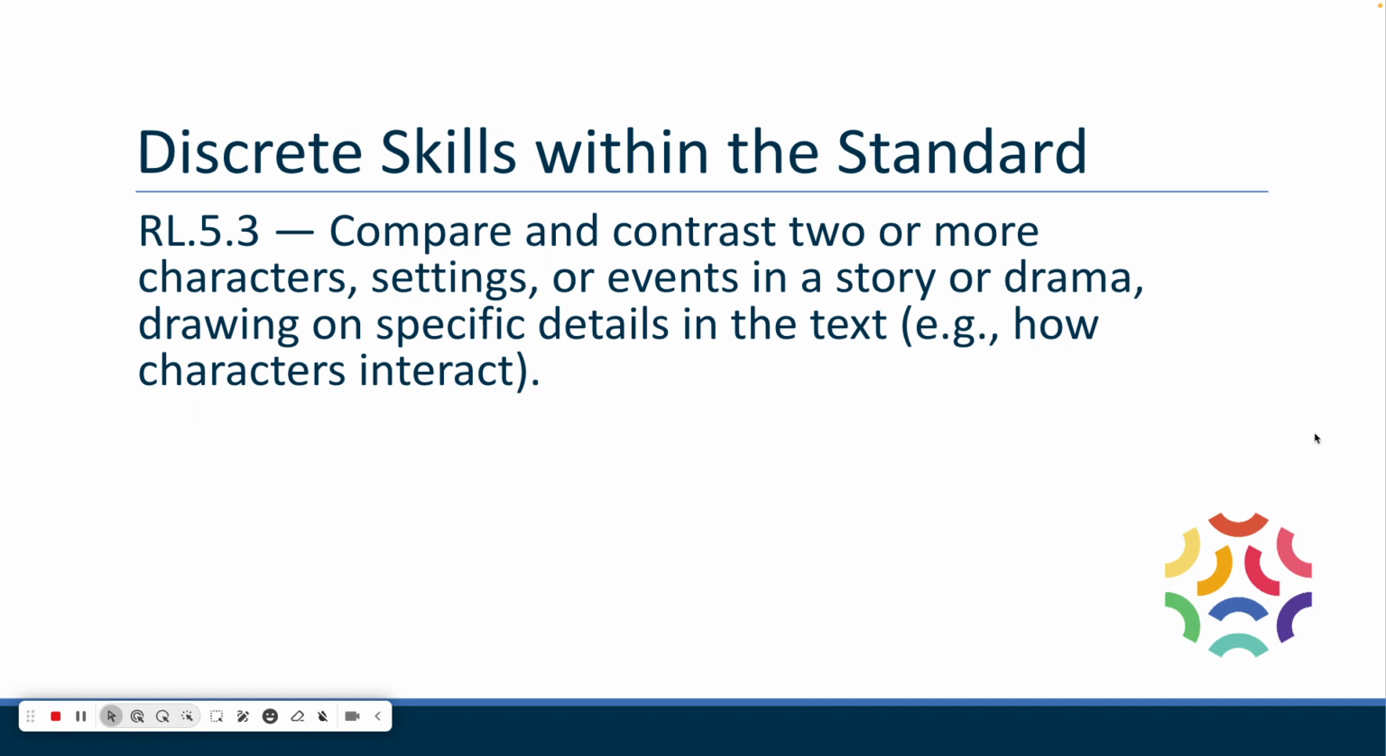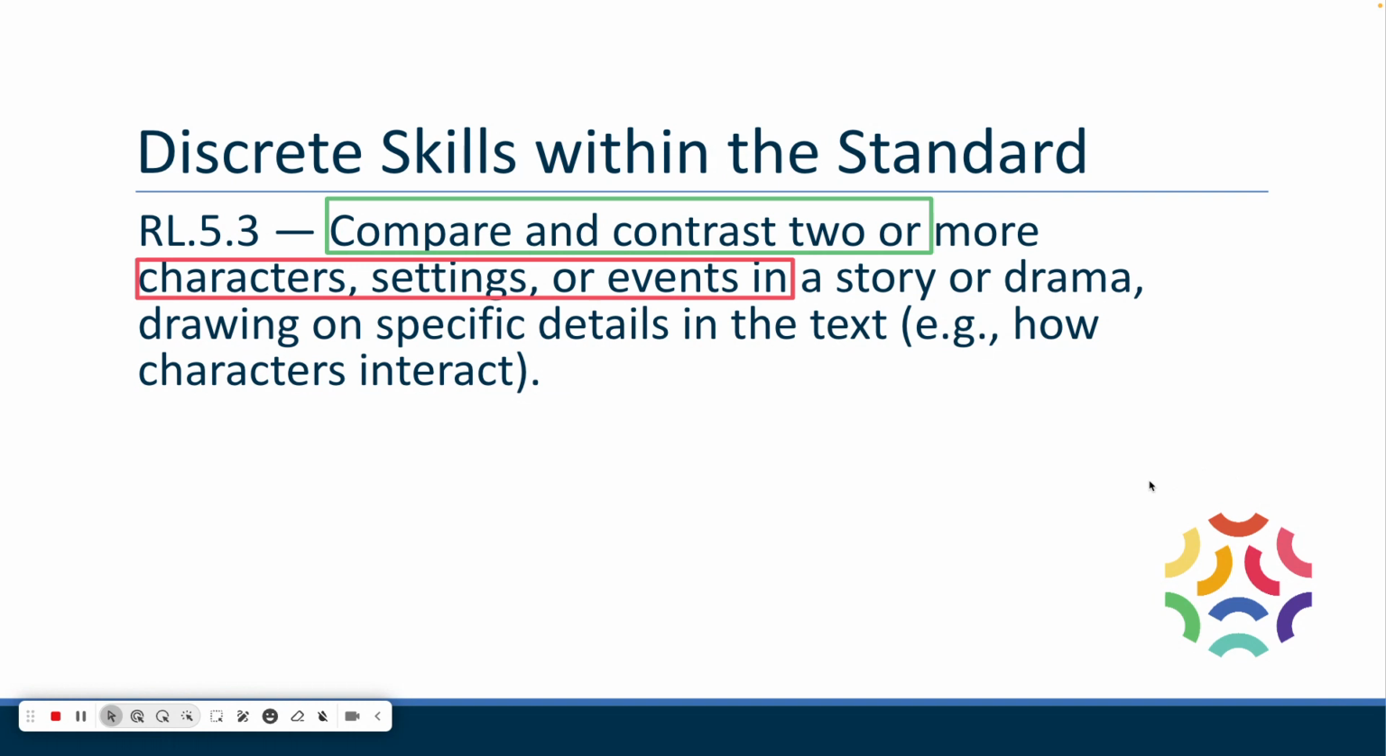The RL.5.3 standard encompasses multiple discrete skills. First, it says that students need to be able to compare and contrast story elements, so characters, settings, and story events. We know that in order to do this, they're going to be able to analyze and describe individual elements or individual characters, settings, and story events. We also need to consider what students are going to need to do in order to compare and contrast within this standard.